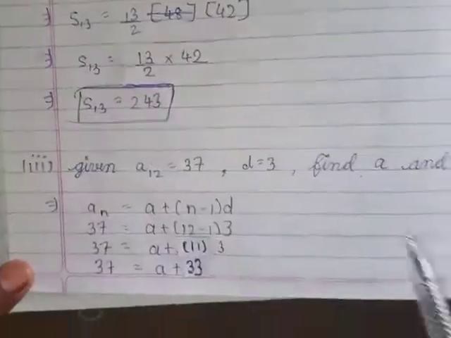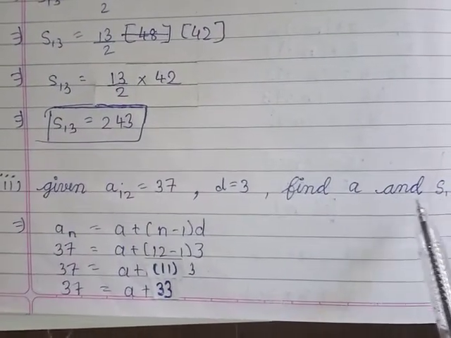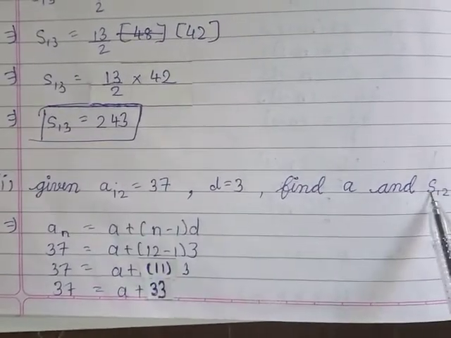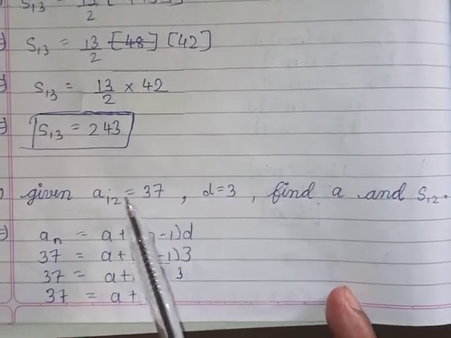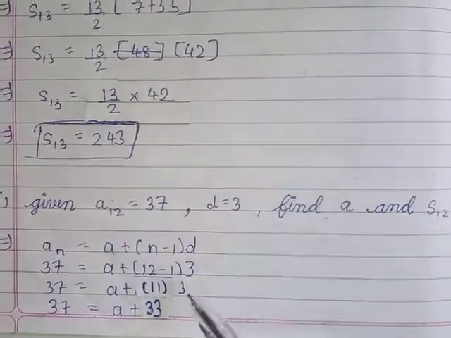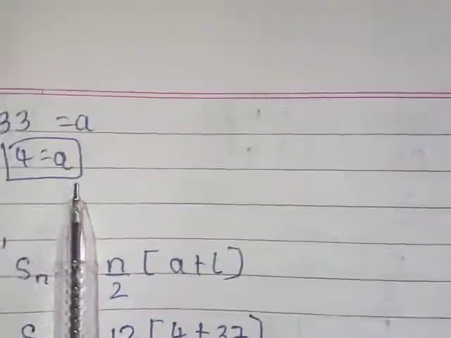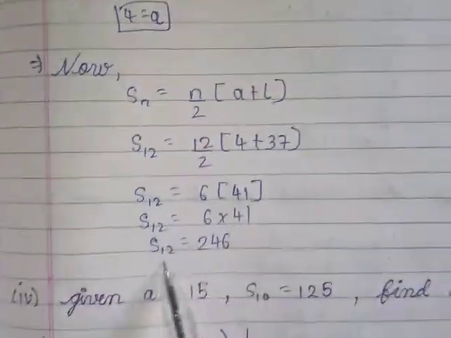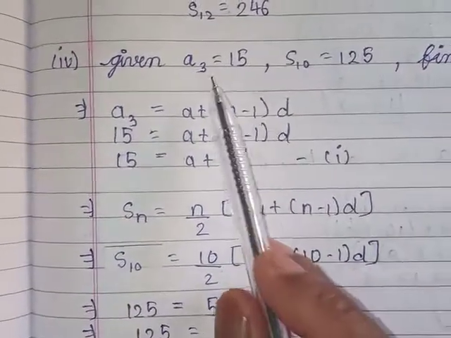Here it's the same. A you have to find here, and S12 is given. Given A12, you have to find S12. So N is 12, and A12 is 37. D is equal to 3. So you can find it the same way, substituting the value, you can find the value of A, and then substituting the A value, you can find S12 as 246. The fourth is also like this.